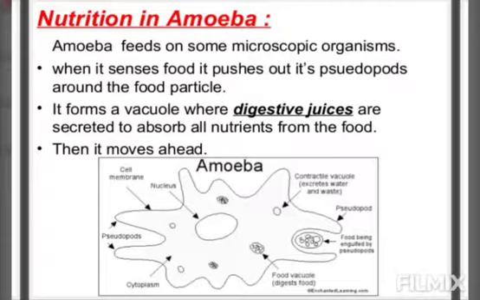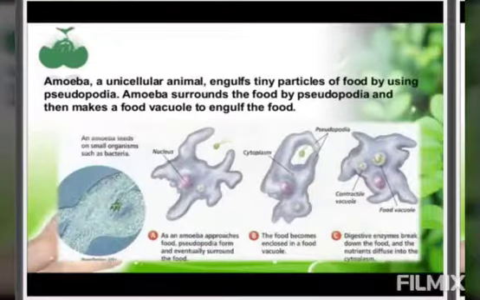The digestion of the food particle is a chemical process in amoeba performed by digestive juices called enzymes. Amoeba has digestive juices which help in the digestion of its food. These digestive juices are secreted into the food vacuole, which helps in breaking down the complex particles into simpler substances, which can be easily absorbed in the body of the amoeba. Then the digested food is absorbed.